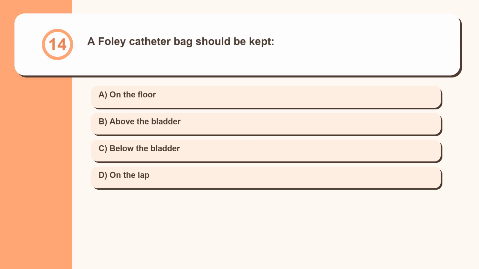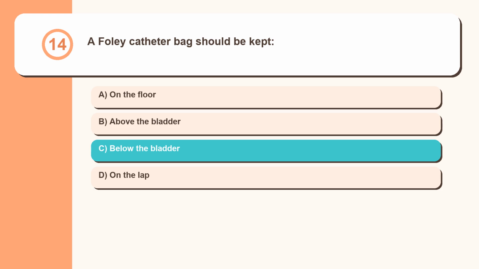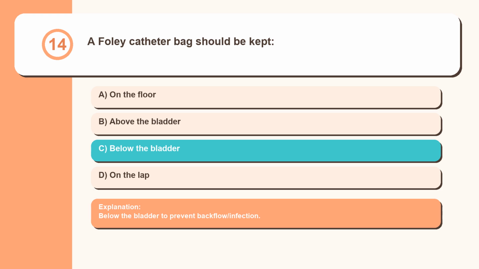Question 14. A Foley catheter bag should be kept on the floor, above the bladder, below the bladder, on the lap. Below the bladder to prevent backflow and infection.